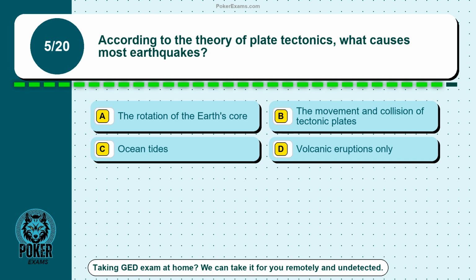Question 5. According to the theory of plate tectonics, what causes most earthquakes? Option A. The rotation of the Earth's core. Option B. The movement and collision of tectonic plates. Option C, ocean tides. Option D, volcanic eruptions only.